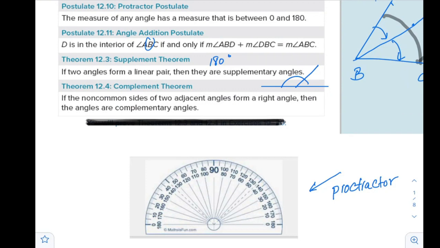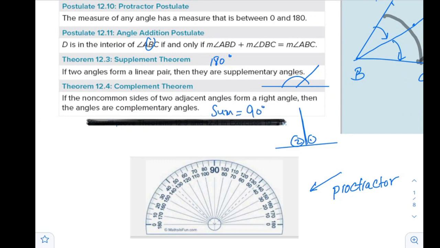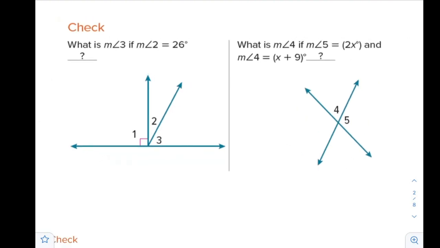Similarly, the complement theorem: if the non-common sides of two adjacent angles form a right angle, for example these adjacent angles, this is angle 1, this is angle 2, they are sharing a side here, then the angles are complementary. Complementary means adding up to 90 degrees. Let's see some exercises using these postulates or theorems.